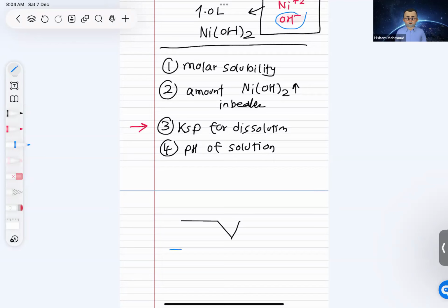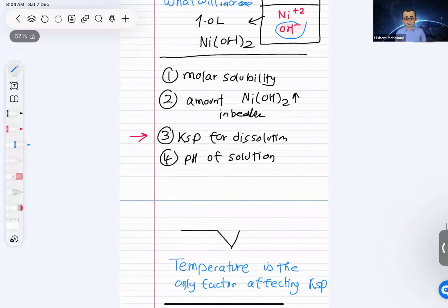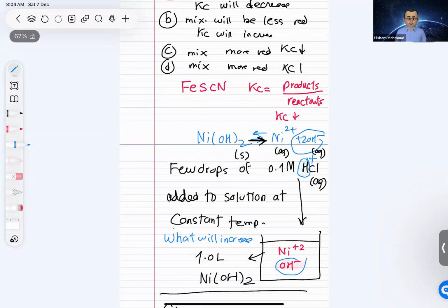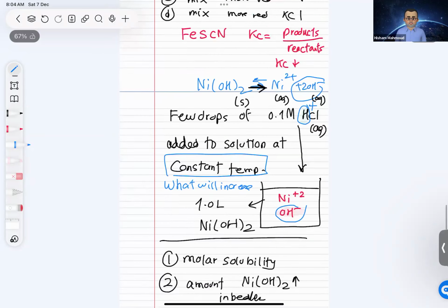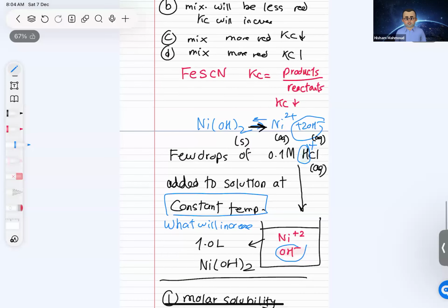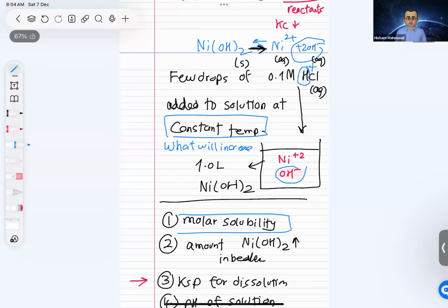The only factor that's affecting the KSP is the temperature. And since he said here at constant temperature, he did not change anything of the temperature. So there is no effect. Only the reaction is moving now more to the forward. So the solubility is going to increase more.